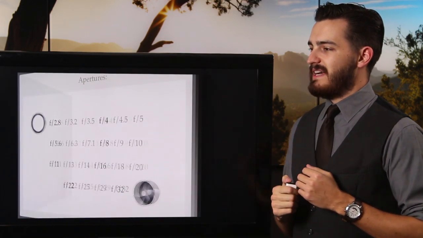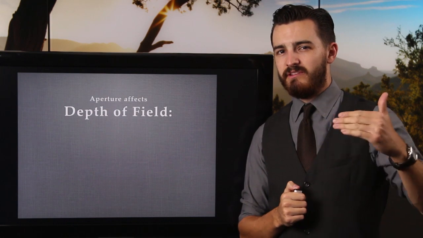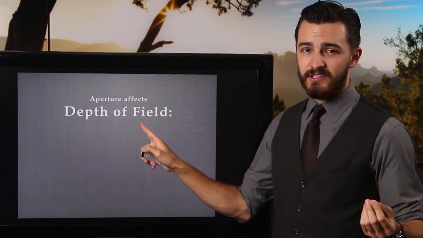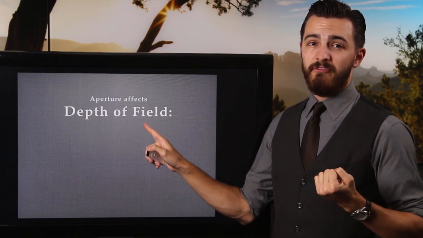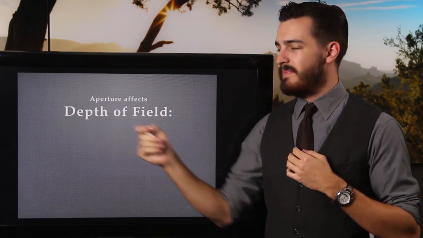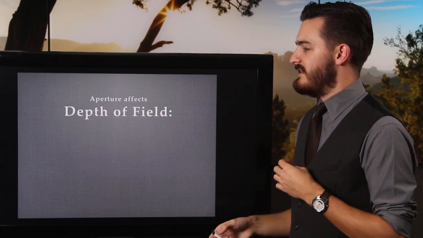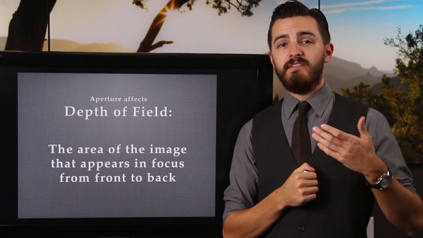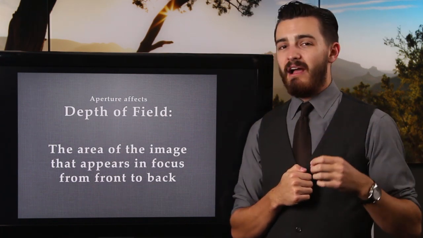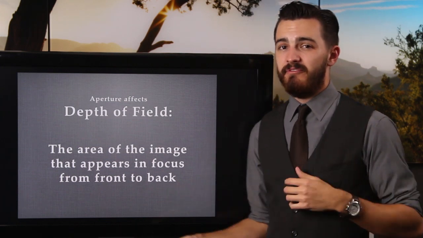Now the aperture affects the depth of field. And the depth of field is just a fancy term for describing how much is in focus from near to far. The field is what's in focus. That's a highfalutin term for field, or for focus. Depth of field is how deep that field is. So depth of field is the area of the image that appears in focus from front to back. So near to far, how much you have in focus is the depth of field.